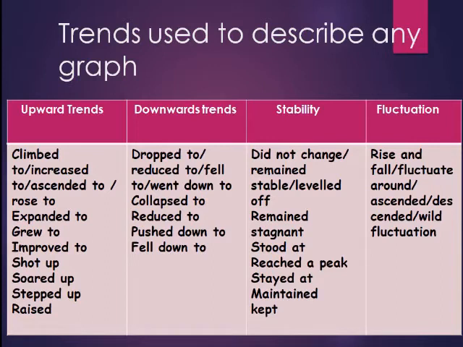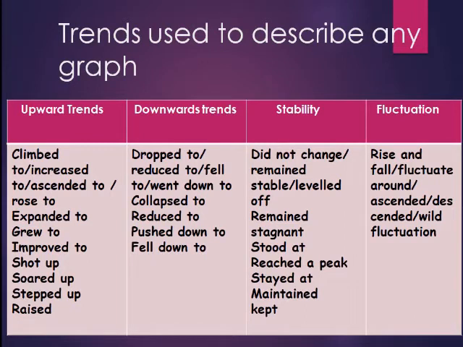Then come the downward trends. These phrases are fixed actually. You cannot use any phrase of your own. These are the only phrases that you will have to use, so you have to remember them before writing about the graph. The downward trends are: drop to, reduce to, fell to, went down to, collapse to, push down to, or fell down to.